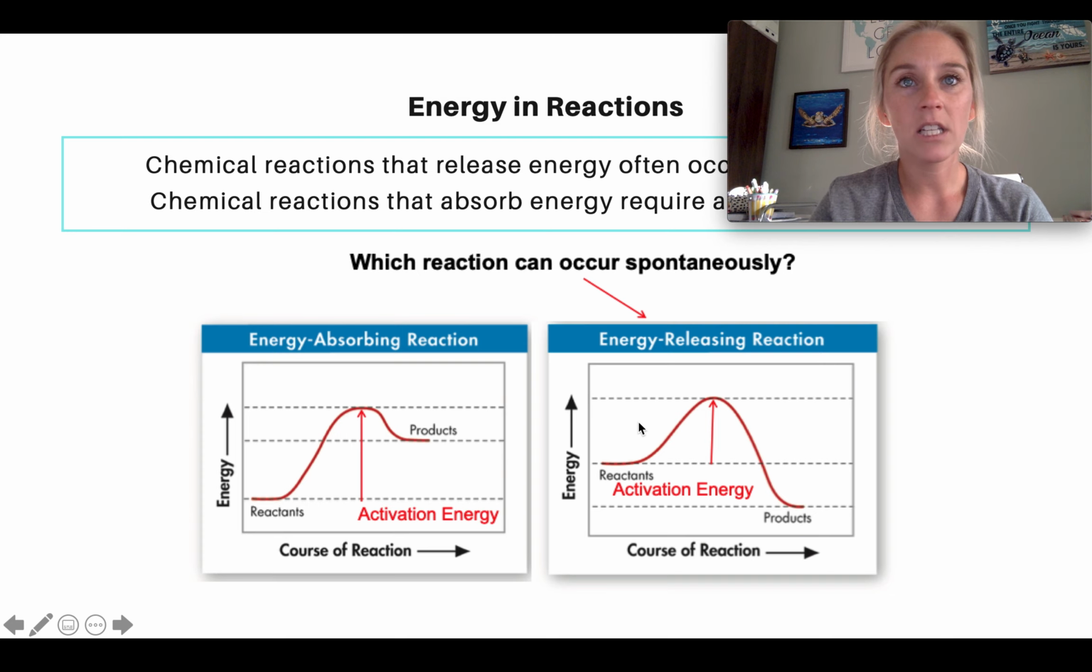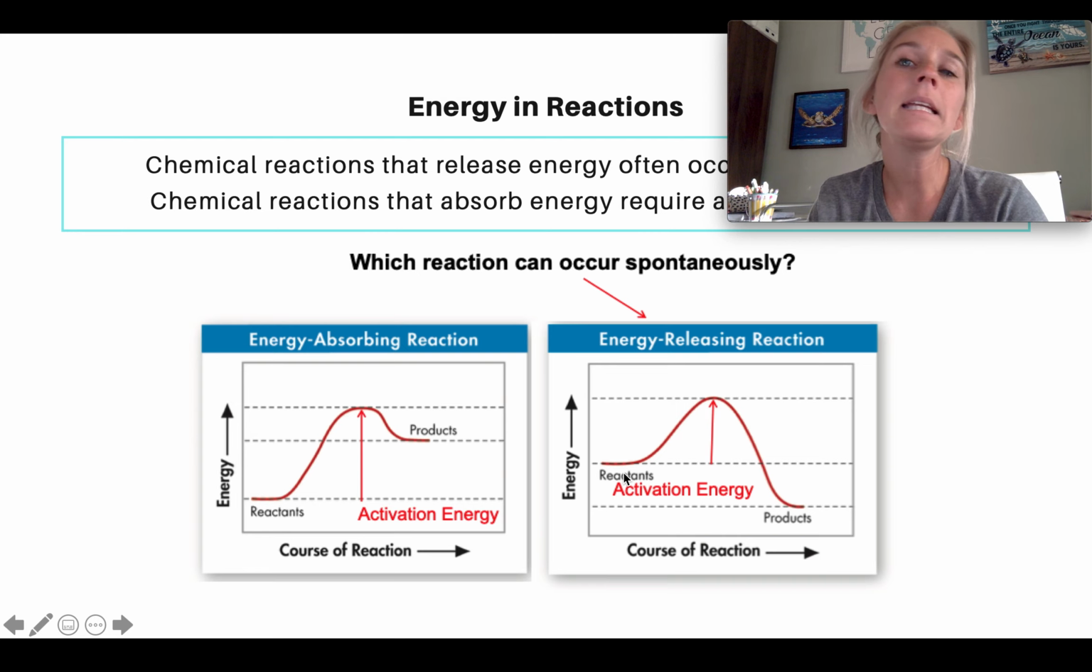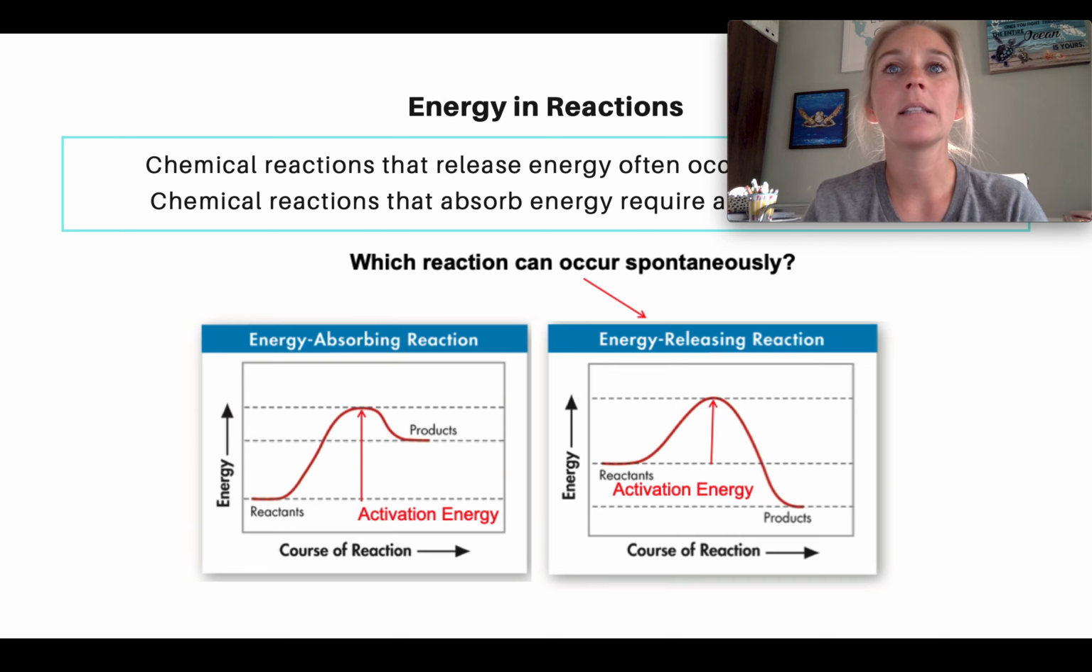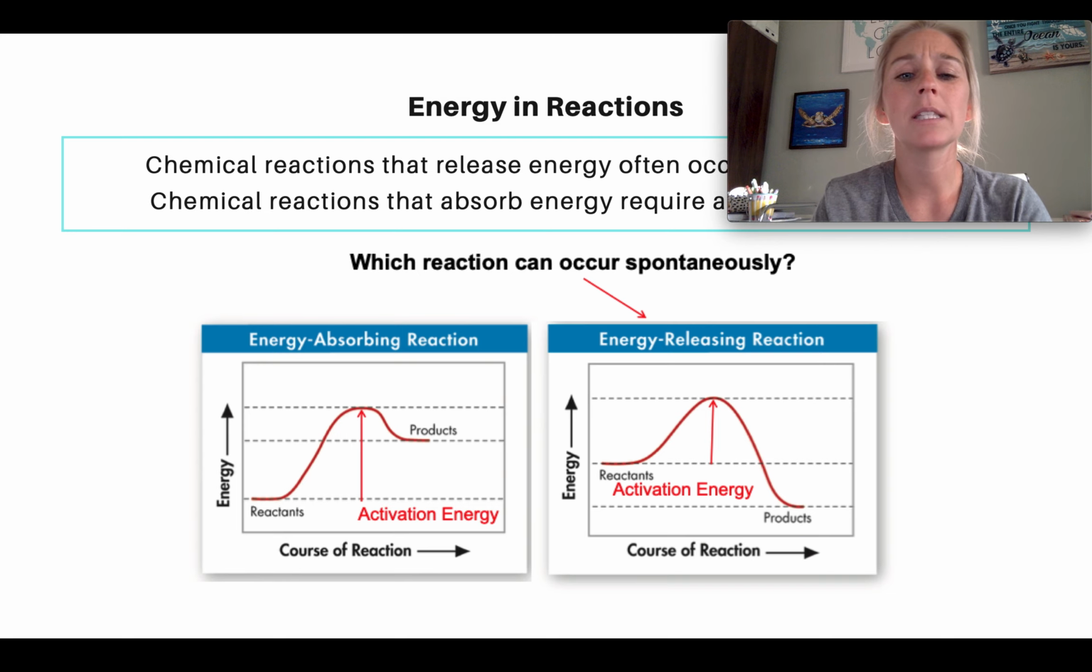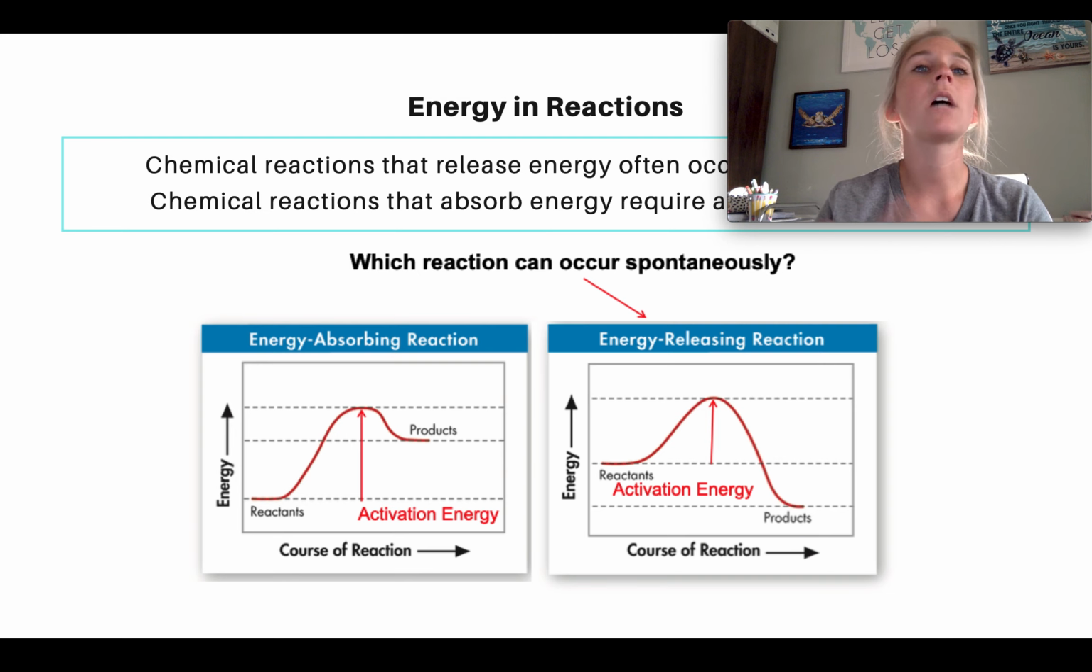The second graph is an energy releasing graph. So products have less energy than the reactants. Energy can be released as heat or light. Organisms have to carry out reactions all the time, so we're constantly converting energy.